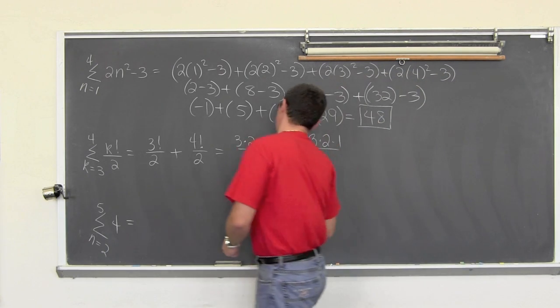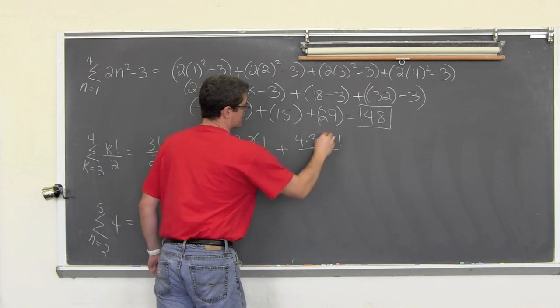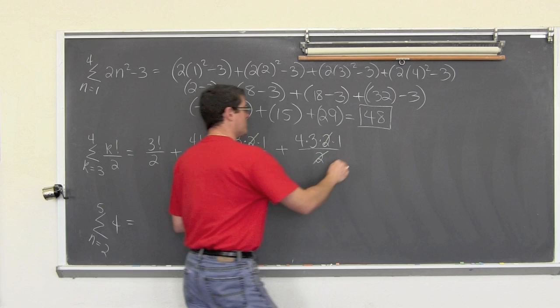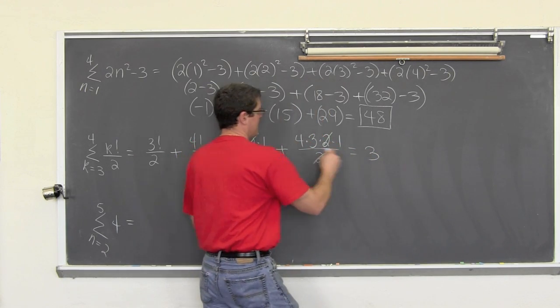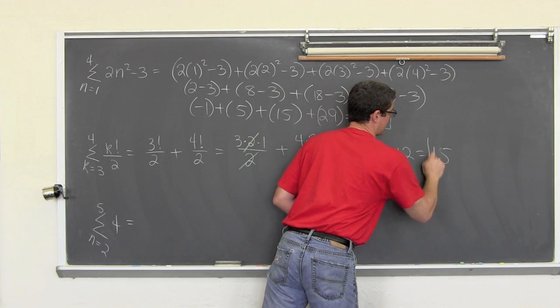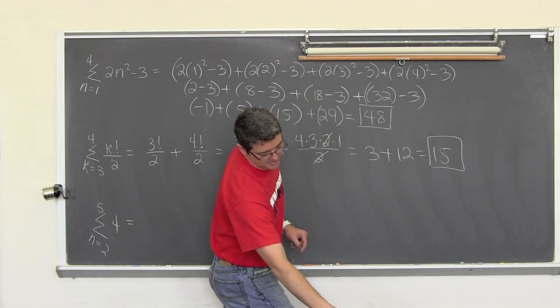Cancel anything out just to keep the numbers a little bit smaller. So 2 divided by 2 is 1. And again, 2 divided by 2 is 1. And we have 3 times 1 is 3, plus 4 times 3 is 12. And our final sum is 15. Make sure I got that right.